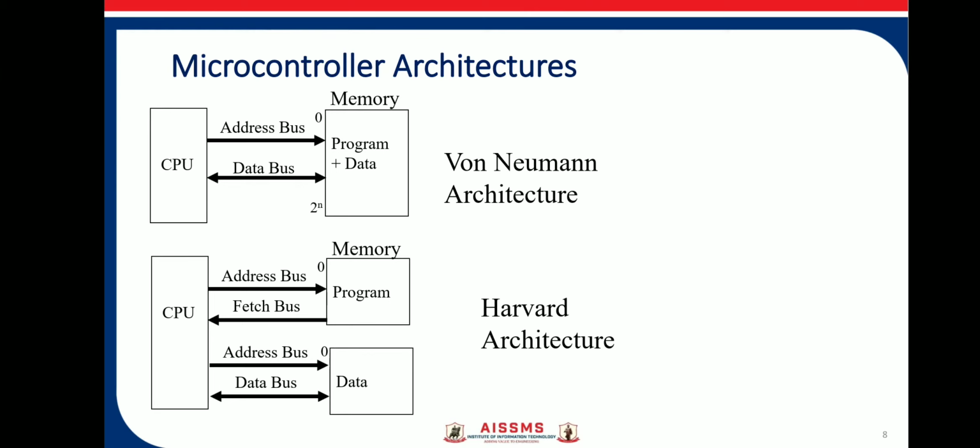So this is the architecture of the microcontroller. In the Von Neumann architecture, the program memory and the data memory are not separated. In the Harvard architecture, the program memory and the data memory are separated. Both these memories are connected to the CPU via the address buses and the data buses.